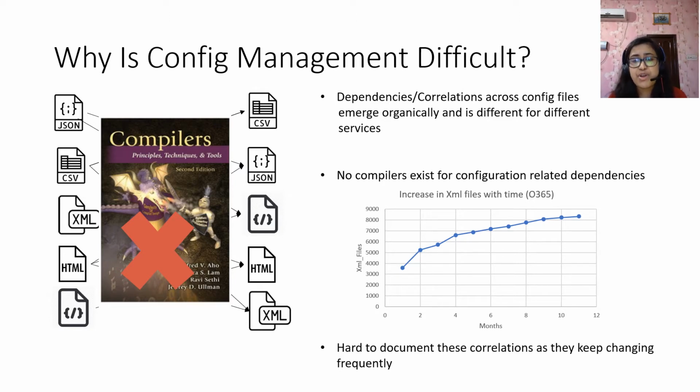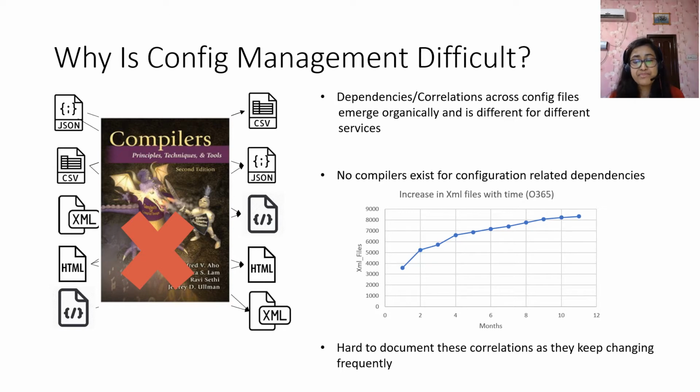Just take a look at this plot. In this case, this shows basically the increase in number of XML files in the last 6 months. And as you can see, the number has simply doubled from about 3,000 to more than 8,000 in the last 6 months. Imagine how big the number would be if we include all types of configuration files and the correlations across them. So in general, configuration management is a difficult problem, and people have tried to deal with it in their own ways.